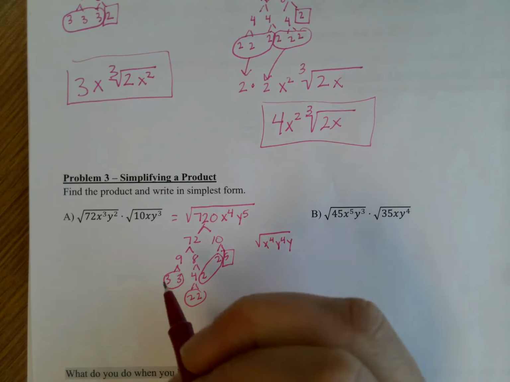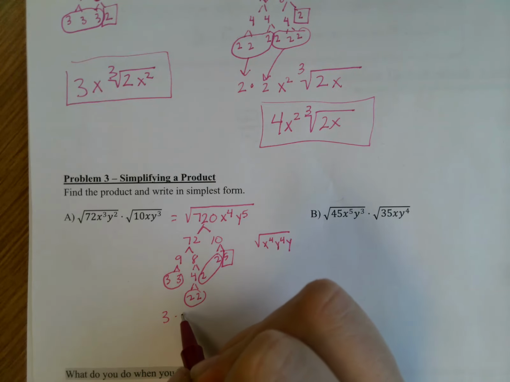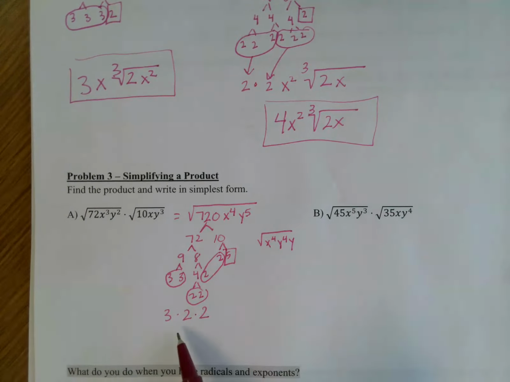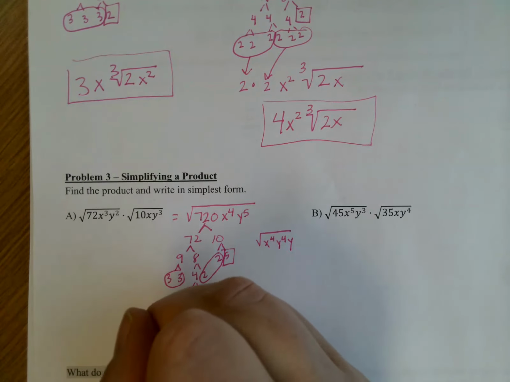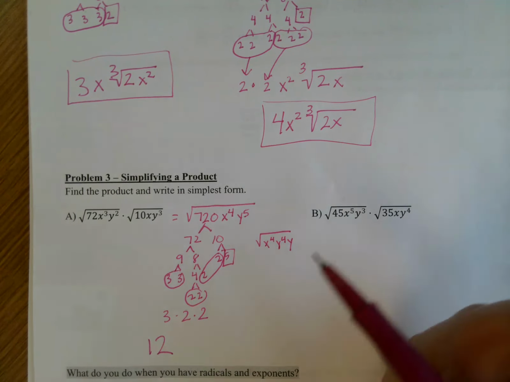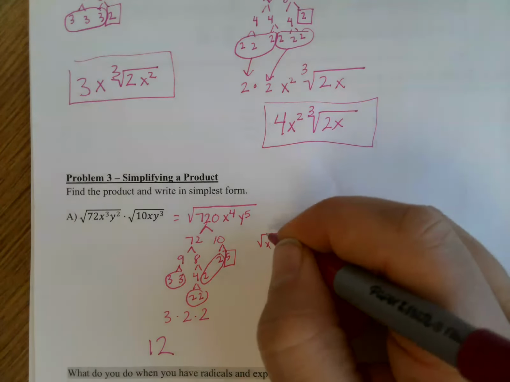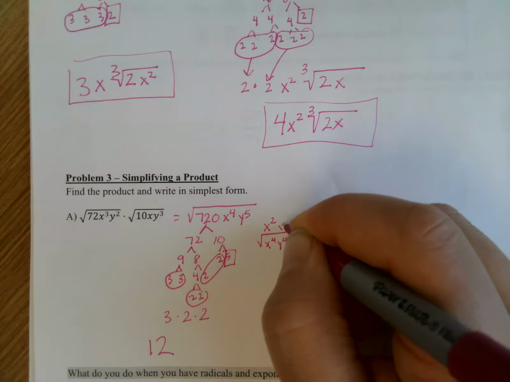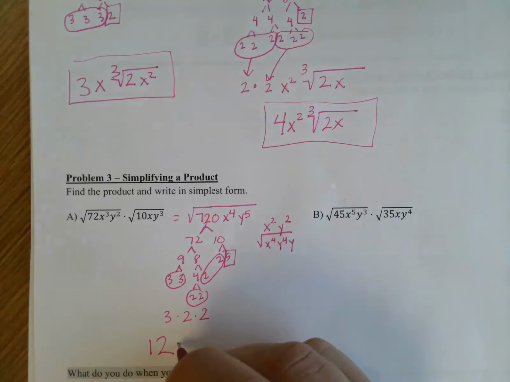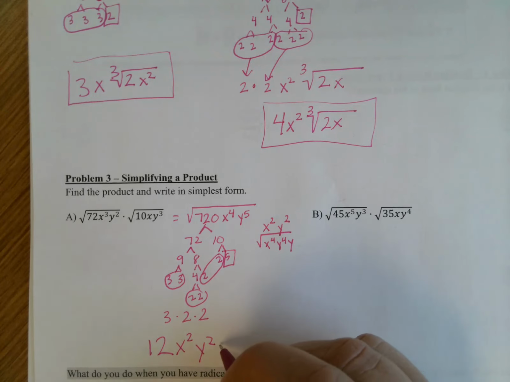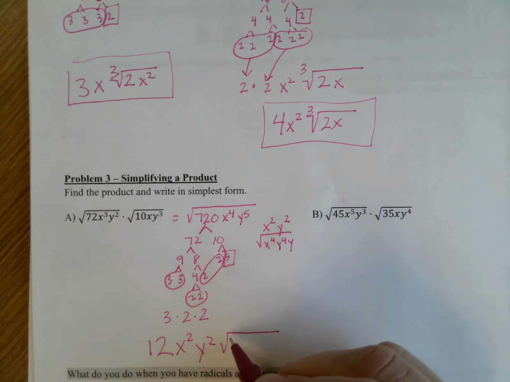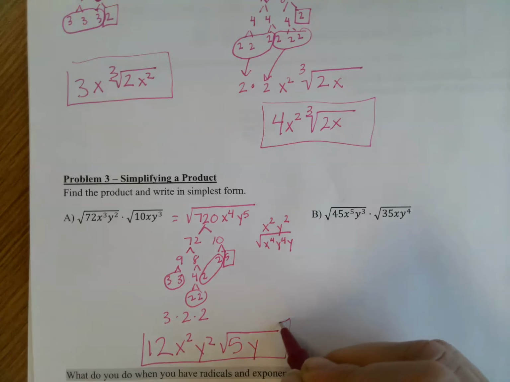Now I can take out this 3 times this 2 times this 2. So 3 times 2 is 6. 6 times 2 is 12. So I have a 12 on the outside. There's 2 groups of 2 in x to the fourth, and there's 2 groups of 2 in y to the fourth. So we can take out a y, x squared, y squared. Now underneath the root, I'm left with this 5 and this y. So this right here is my final answer.